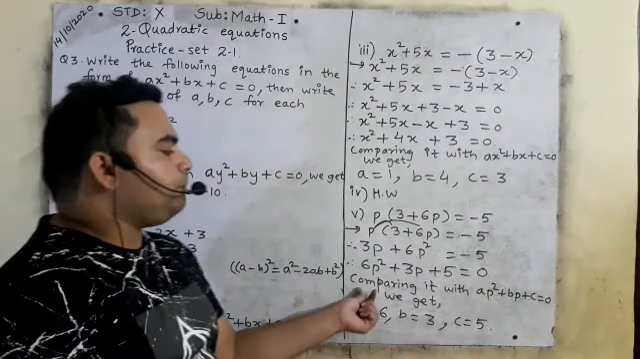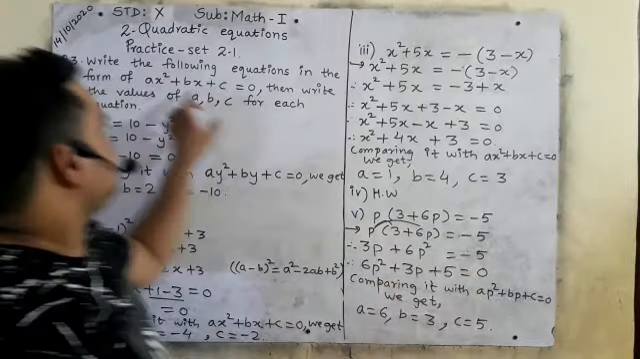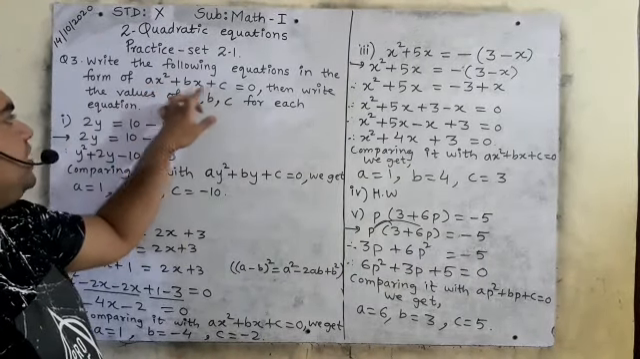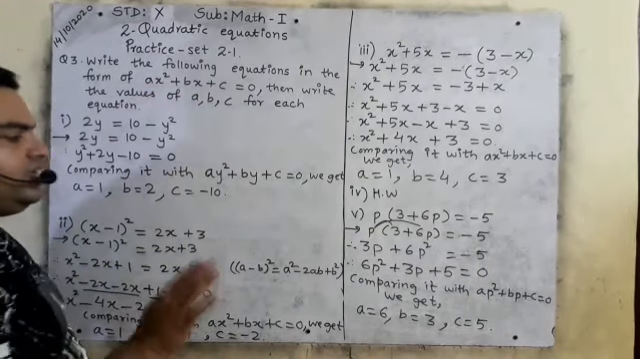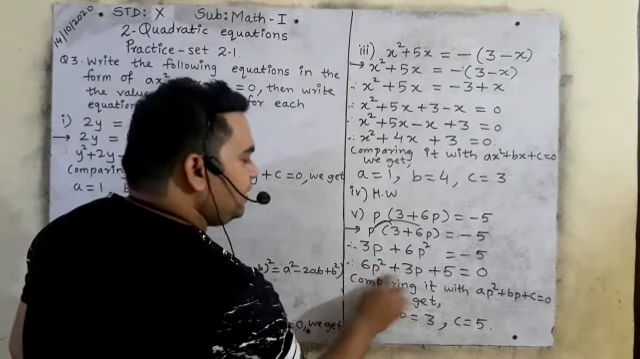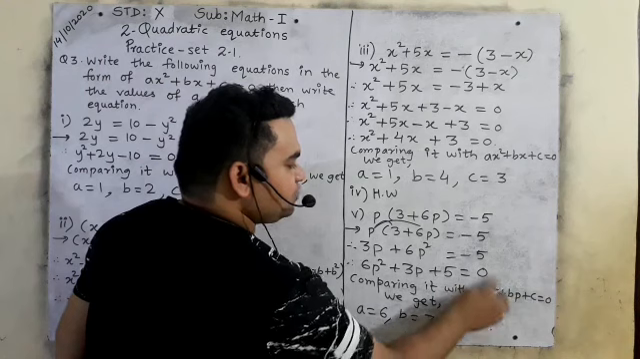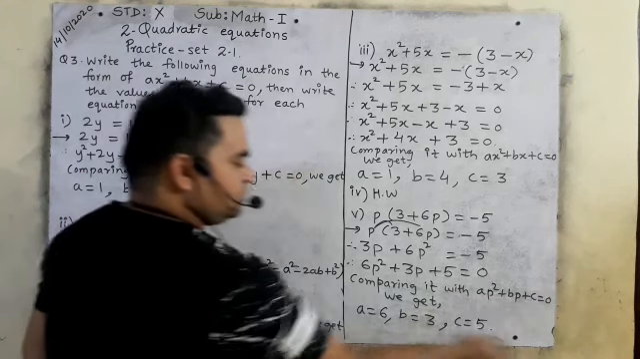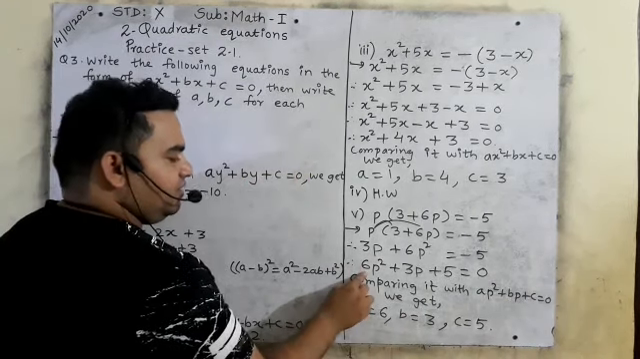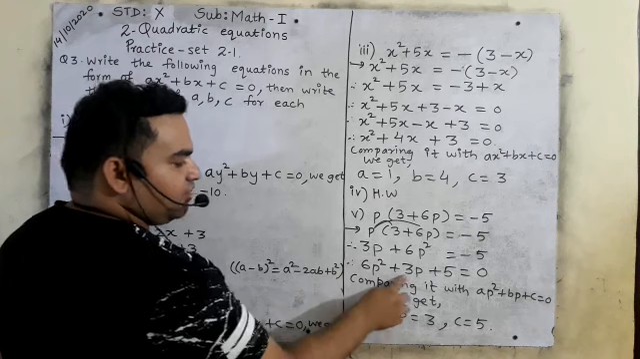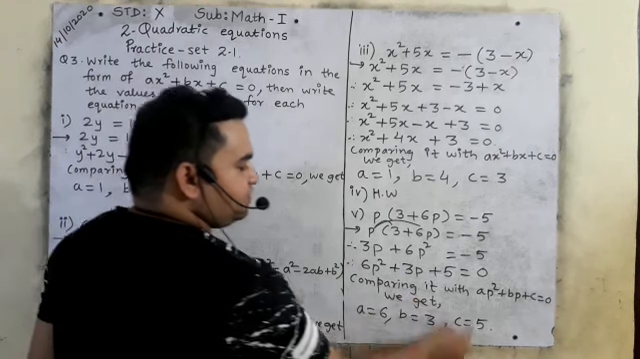It means we will compare it with the standard form ax square plus bx plus c is equal to 0. In this equation the variable p is used, so instead of x we will use p: ap square plus bp plus c is equal to 0. We get the value of a is 6, value of b is 3, value of c is 5.